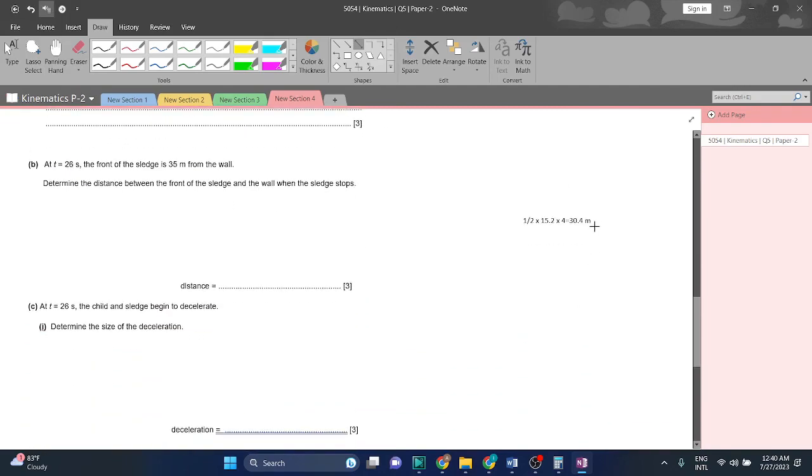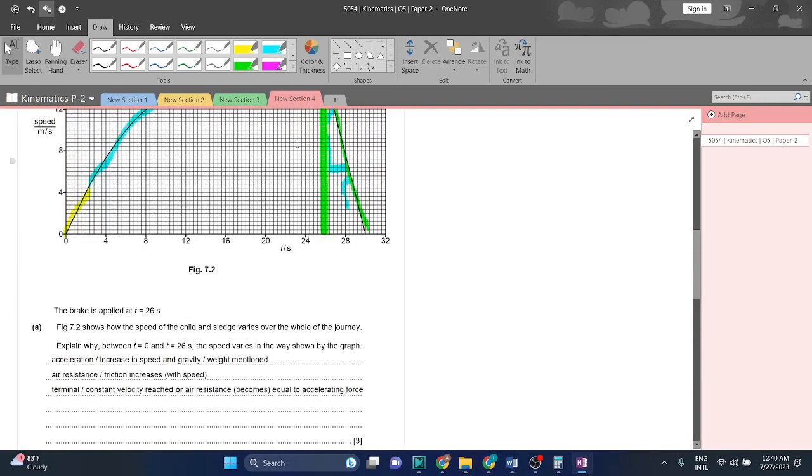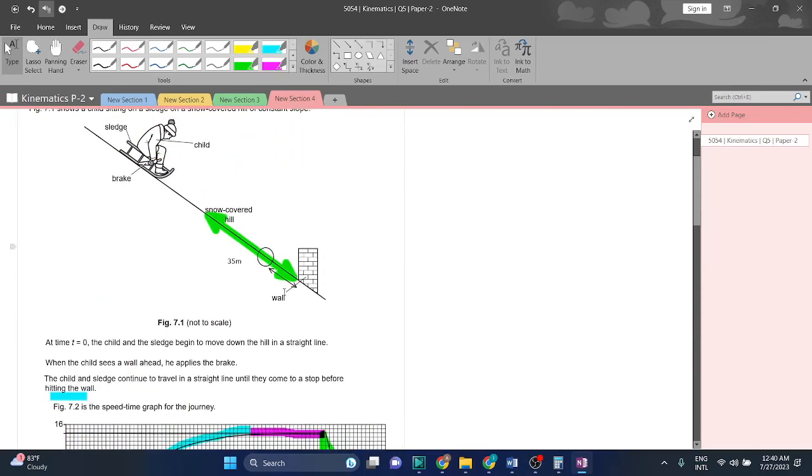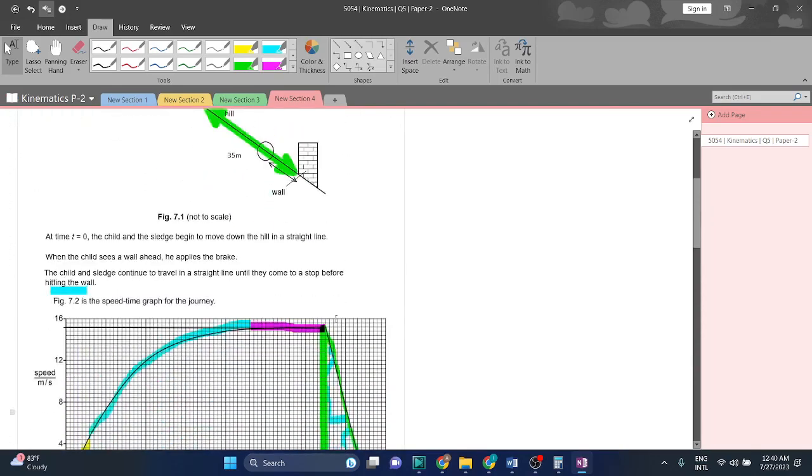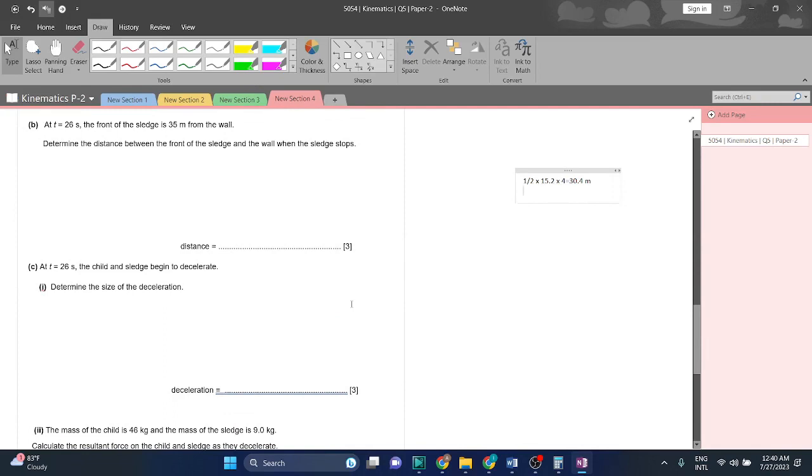If we subtract 35 from this distance at which the child has come to rest, will we get the distance x, the distance between the child at rest and the wall? That is what we're looking for, and we'll get 30.4, which will be 4.6, the distance between the child and the wall.